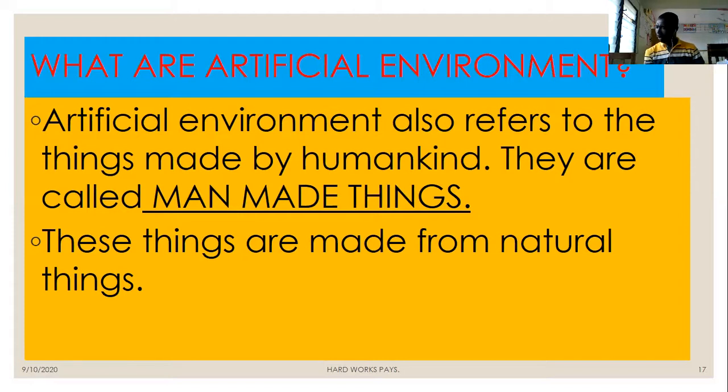The pencil, the eraser, the pen is made by who? Human beings. But they are made from natural things. What natural things used to produce this chair? A tree, right? Very good. So artificial things refers to things that are made by who? By man.